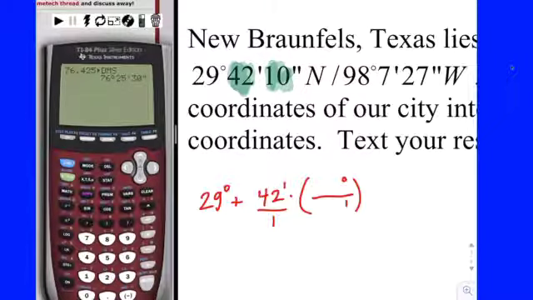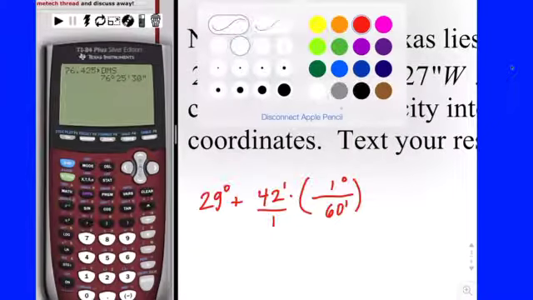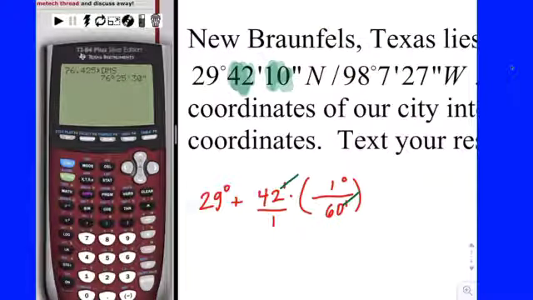So what is the conversion factor? Is it 1 over 60 or 60 over 1? 1 degree is 60 minutes. Yeah. And it makes sense what we're doing. We're essentially dividing by 60, correct? In the previous problem, we multiplied by 60. Now, that is going to give you degrees, and that'll tell you how many degrees 42 minutes is.